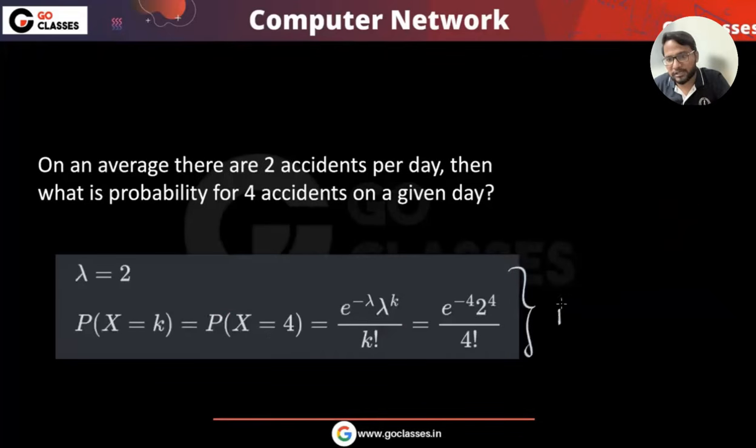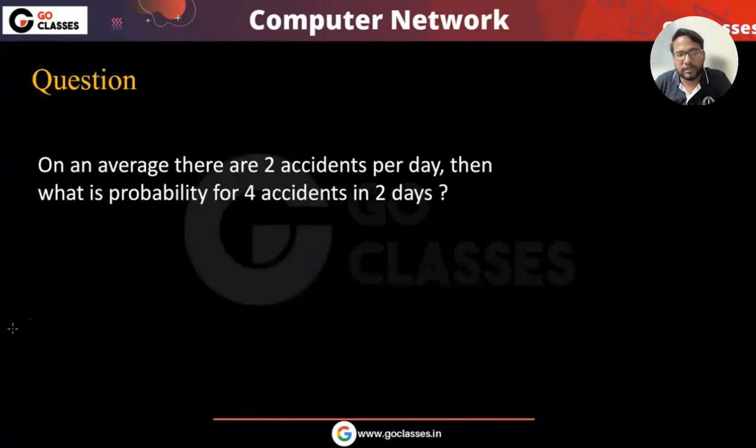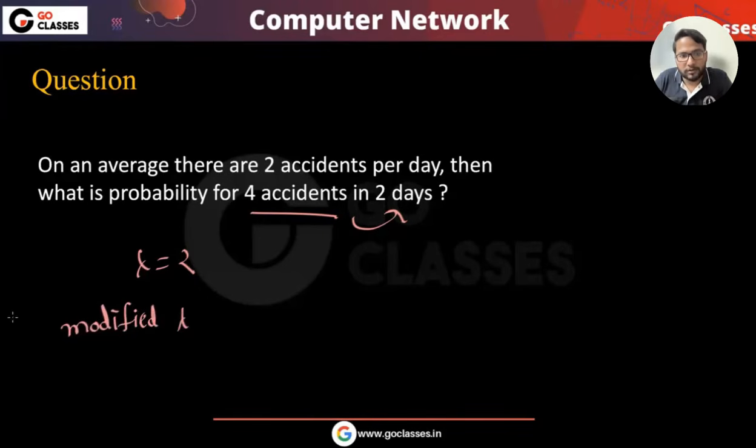As you can see, the answer is this. We have already seen all of this in the last lecture. Now let's quickly calculate this. On average, there are 2 accidents per day, which means lambda is given as 2. Then what is the probability of 4 accidents in 2 days? Tell me, should you be modifying lambda if the time frame is different? What they're asking here is different from what they have given, they're asking for 2 days. So what is the modified lambda? In 2 days, there will be 4 accidents. So what is the probability of X being 4?